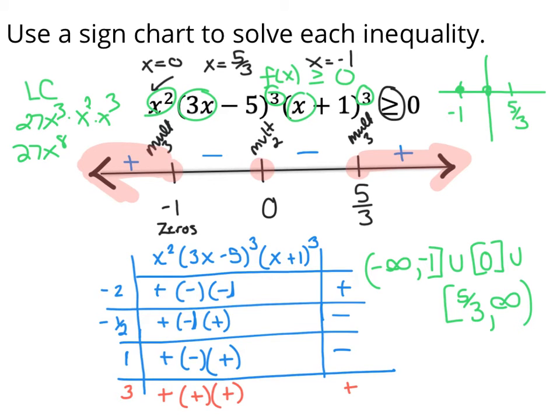So if it has multiplicity 3, I know it needs to cut through -1, needs to bounce off 0 because it has even multiplicity, and then cut through 5/3. So just by looking at this, I can see again that it's negative in this region between -1 and 0 and 0 and 5/3, and then it is positive off on the ends. So understanding the end behavior will help you get your solutions as well.